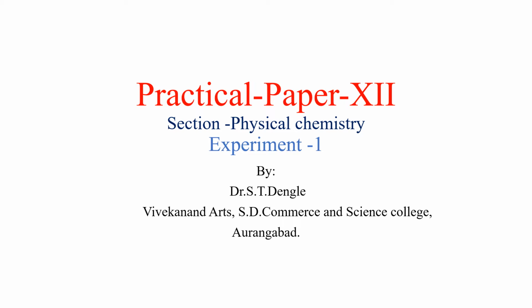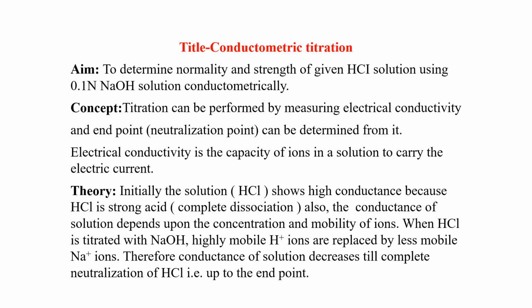Now we are going to start our practical paper number 12, section physical chemistry, experiment number 1. Title of the experiment is Conductometric Titration. Aim: to determine the normality and strength of given HCl solution using 0.1 normal NaOH solution conductometrically. So according to this aim, we have to determine the normality and strength of strong acid HCl by titrating with NaOH solution.